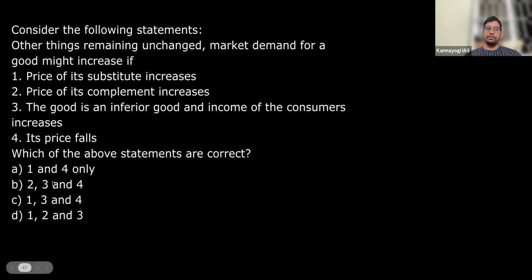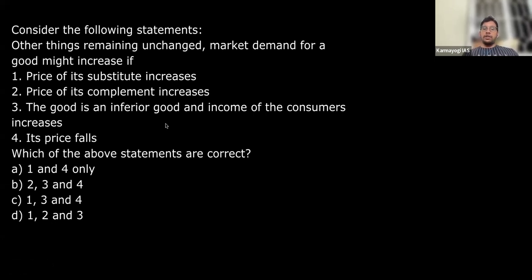One should be there. Next one, price of complement increases. You can take laptop and mouse, or remote and TV. If one price increases, the other price also increases, because you need to use them together, right? So if the complement good's price increases, the demand for the good gets decreased. So second statement is wrong. You can eliminate one more option.